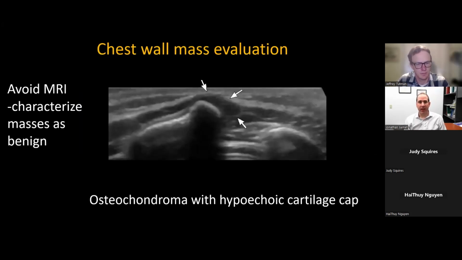Chest wall masses. I'm sure you guys have all seen this. I think it's nice to be able to avoid an MRI or a CAT scan. Here you can see when you scan right over the bump, the rib is protruding more than it would. And this hypoechoic area marked by the arrows is actually the cartilage cap of the osteochondroma. So it's nice to be able to just put that to bed and tell them it's an osteochondroma and then be done with it.